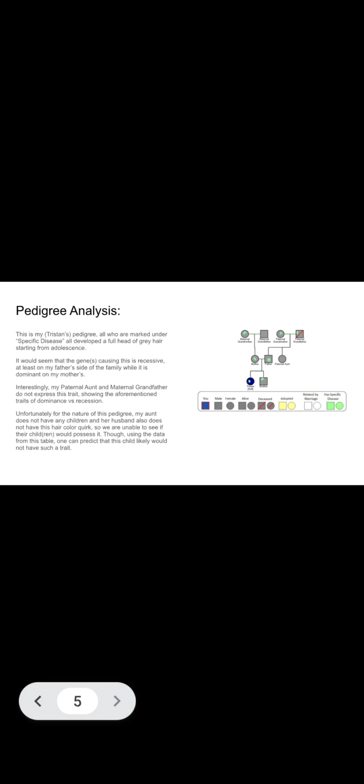Interestingly, my paternal aunt and maternal grandfather do not express this trait, showing the aforementioned traits of dominance versus recession. Unfortunately for the nature of this pedigree, my aunt does not have any children, and her husband also does not have this hair color quirk, so you're unable to see if their child or children would possess this. Though, using empirical data derived from this pedigree, we can come to the conclusion that their child, or children for that matter, would not express this trait. The specific disease marker is noted by a green dot on those who possess it.